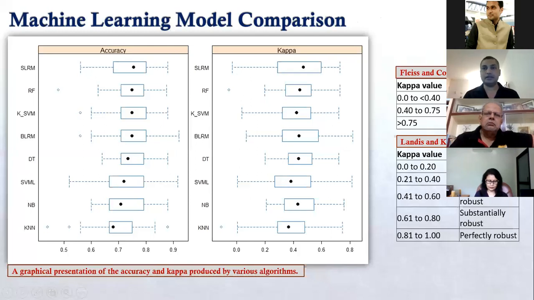Here, on the right-hand side, kappa is basically Cohen's kappa. In 1973, Fleiss and Cohen created a kind of robustness chart where if the kappa value is less than 0.4, then it is poor, and greater than 0.4 but below 0.75, then it's fair to good. In this case, you can call random forest fair to good. But further in 1977, Landis and Koch made it more granular, so it's easier to categorize the robustness scale. So again, you can say this is moderately robust.